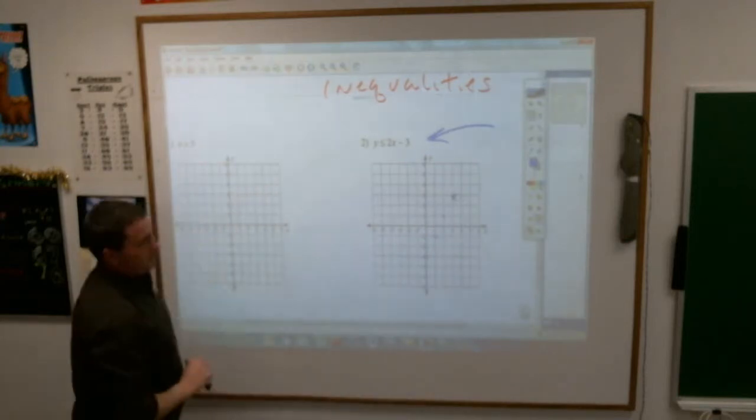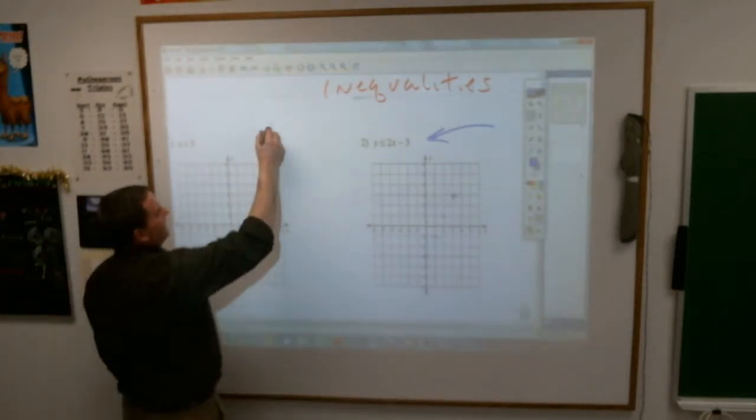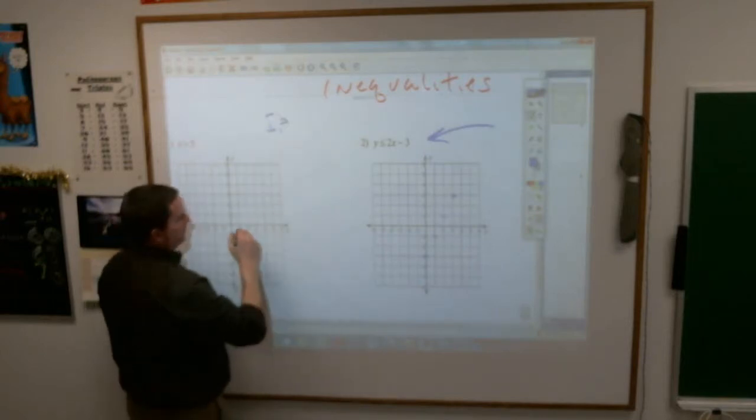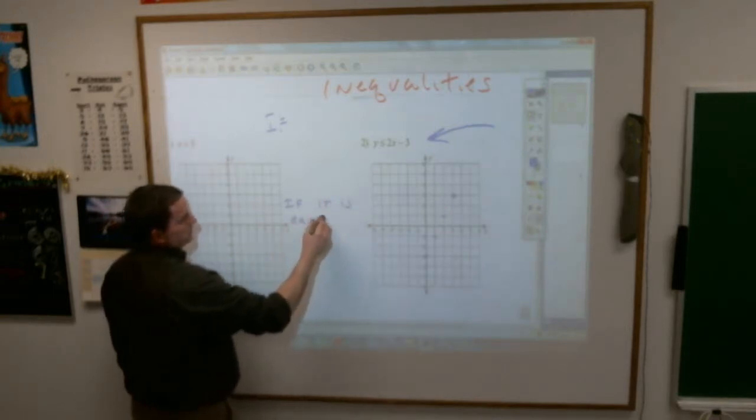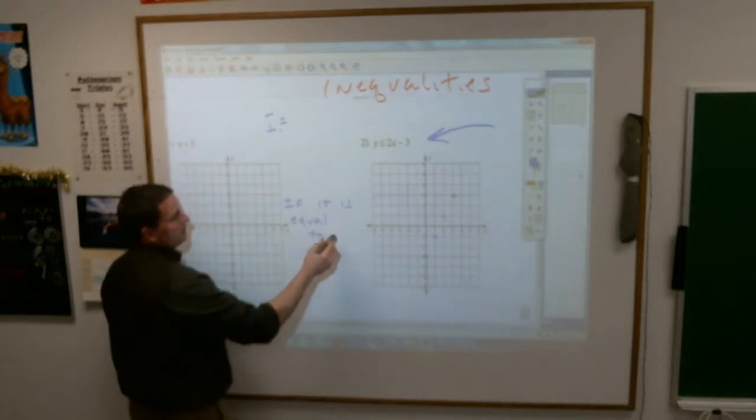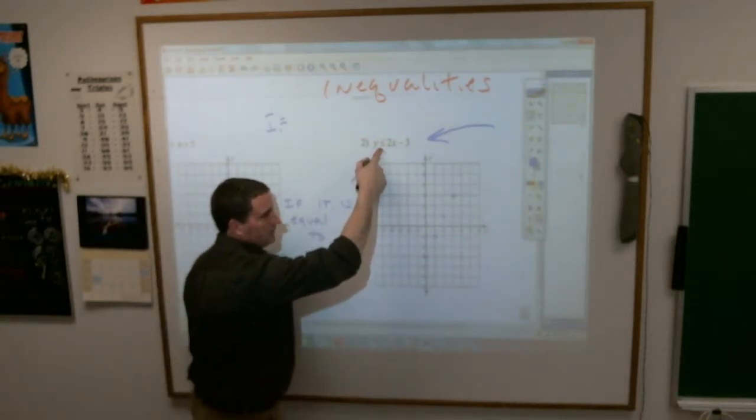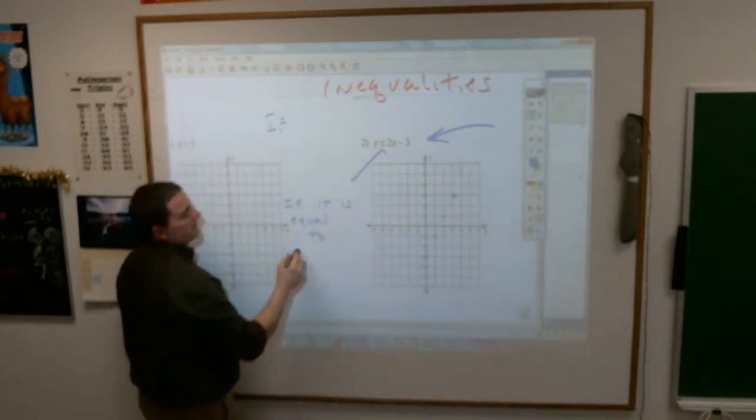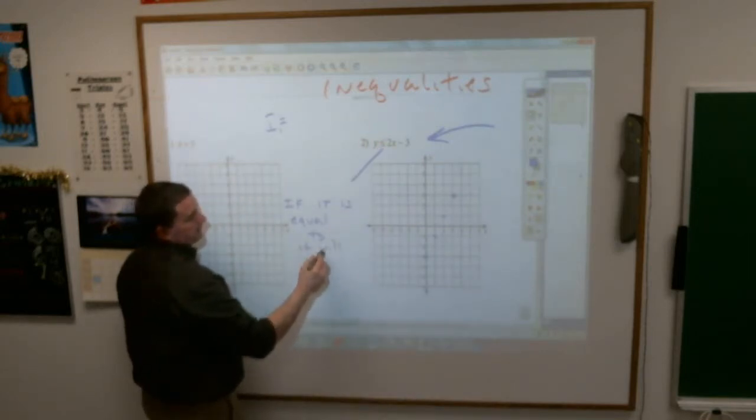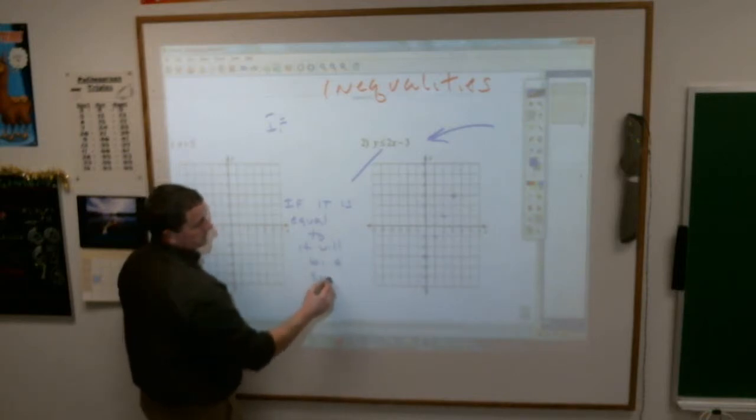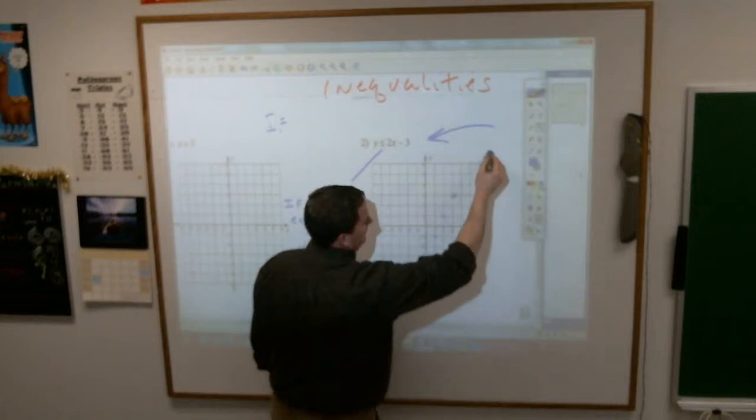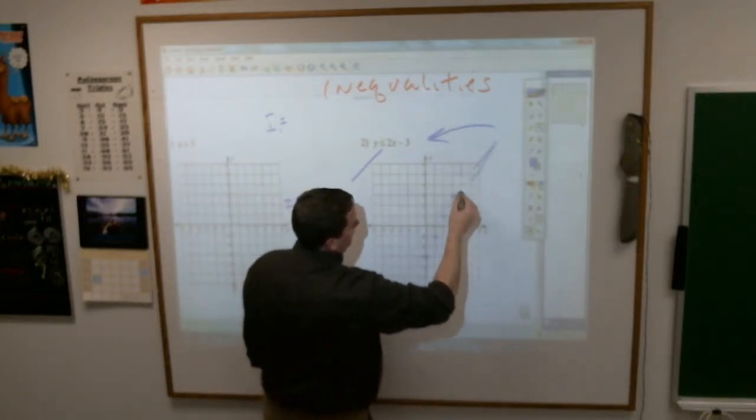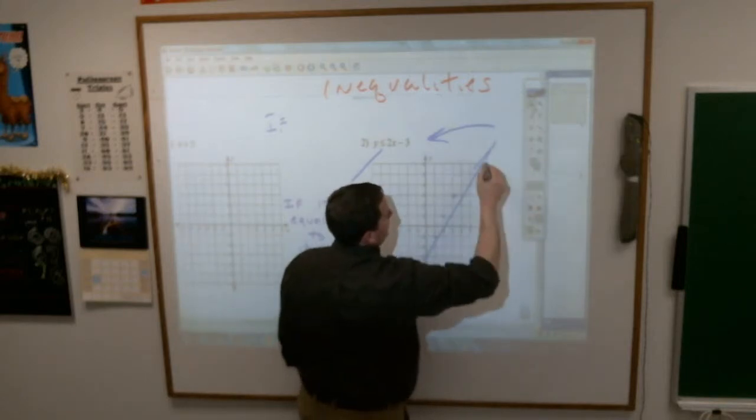Here is the first difference. Write this down. If it is equal to, that means if you have a less than or equal to sign, like this does, it's going to be a solid line. Just like linear equations, you are going to get the same line, and it's going to be solid.